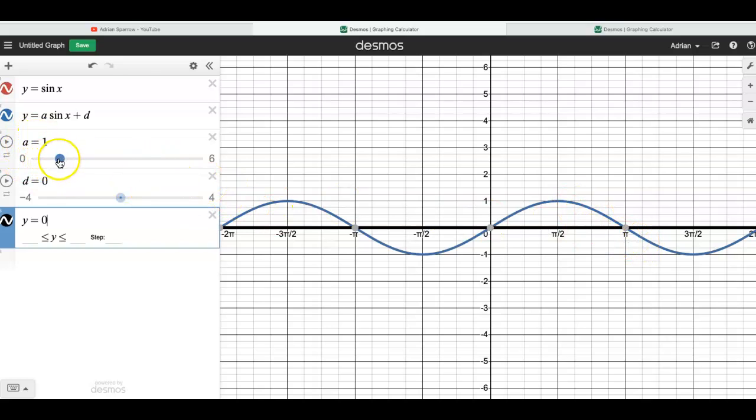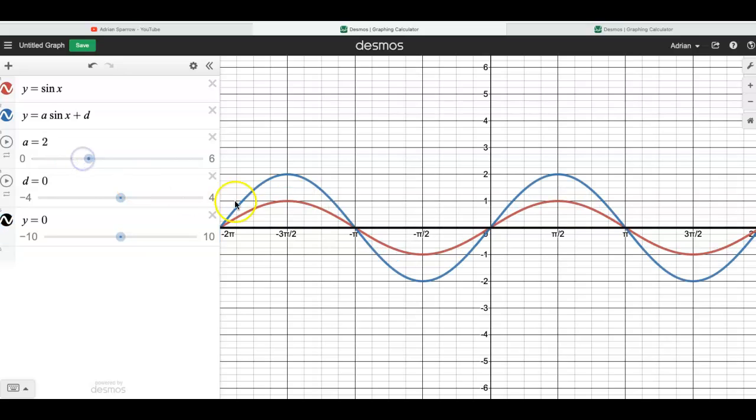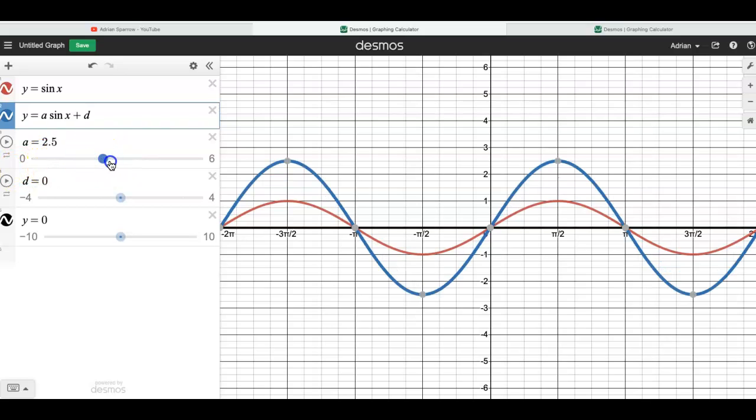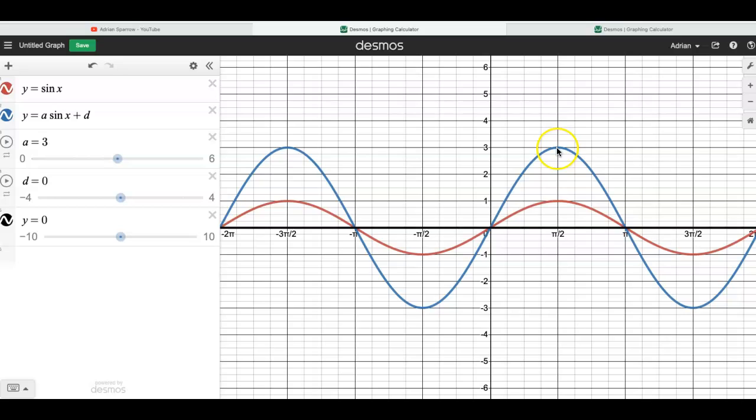So I'm going to change this and make the blue graph 2. We're basically doing a vertical stretch. Now the principal axis is still 0. The highest point is 2 and the lowest point is -2, so the difference is 4. The amplitude is 2 and the a number is 2. If I make a 3, it now gives me an amplitude of 3, and the principal axis is still in the middle. So the a value is giving me the amplitude. It's giving me the vertical stretch.